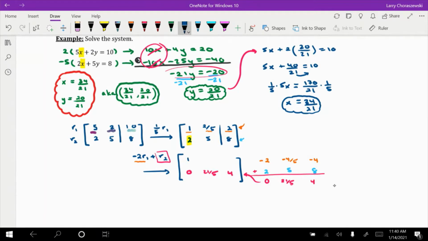Okay, we'll keep the row 1 entries the same as they were from the most recent matrix. And we've achieved what we wanted to. We got that 2 to be a 0. Everybody good so far?